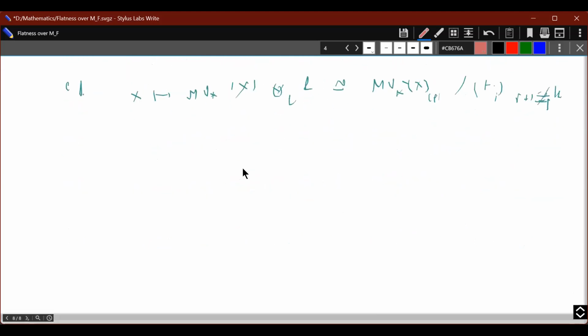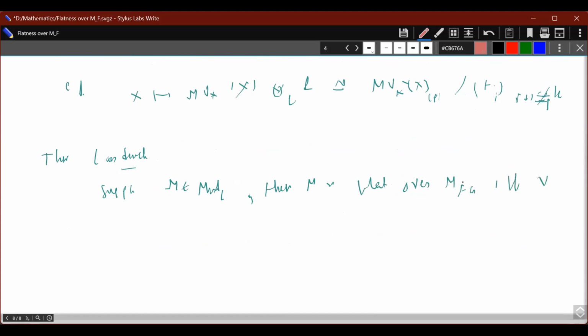So now finally we're getting to Landweber exactness. Suppose you have an L module M. Then M is flat over the moduli stack of formal groups if and only if for all primes P, the sequence in L is regular for M.